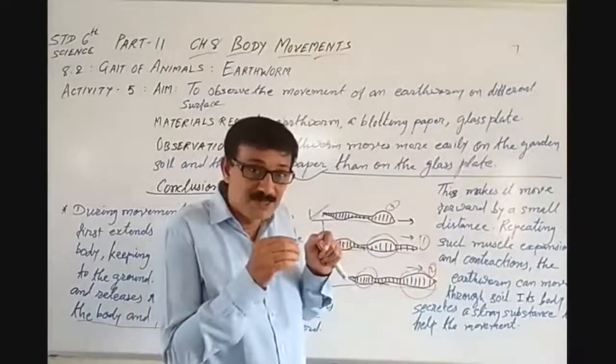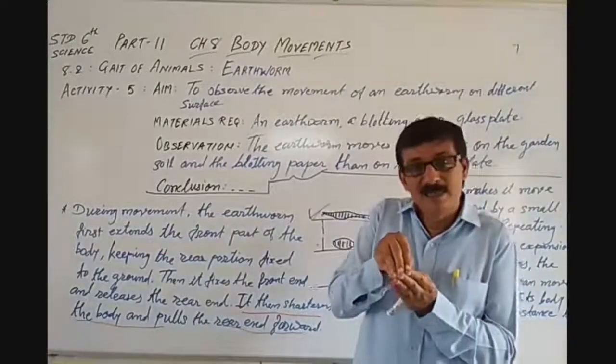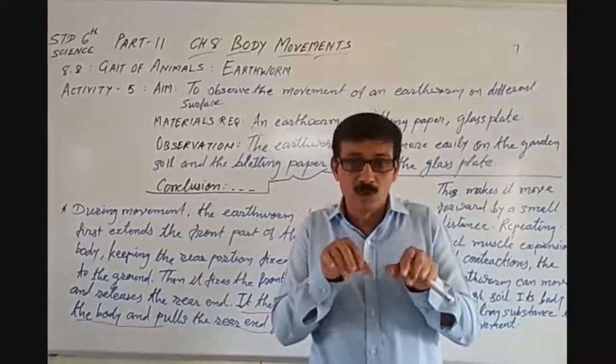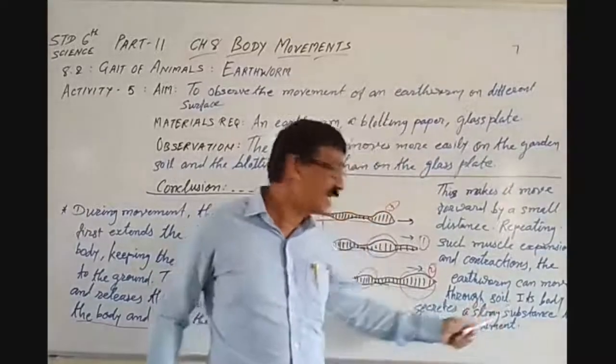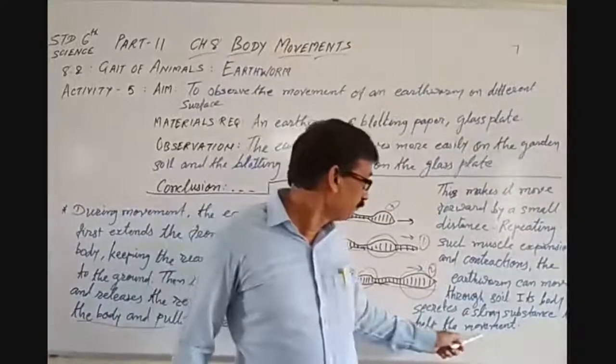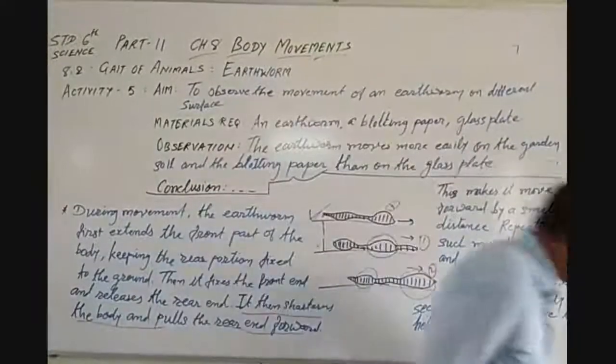अब जो स्लिम सब्सटेंस होता है वो उसके बॉडी से सीक्रेट होता है, तो वो चिपक जाता है थोड़ा सा on the surface. ओके, that is why its body secretes a slimy substance to help the movement. Now let's go further.